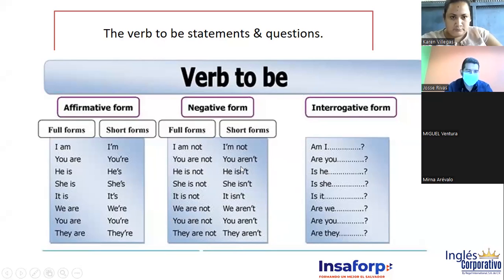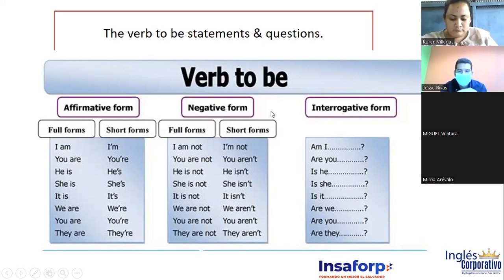Están en negativo. Y para hacer la forma de pregunta, interrogative form, solo le damos vuelta, ¿verdad? A la tortilla. Y ponemos el verbo to be antes, al principio, y luego el sujeto, como am I, y el complement. Are you, is he, is she, is it, are we, are you, are they.